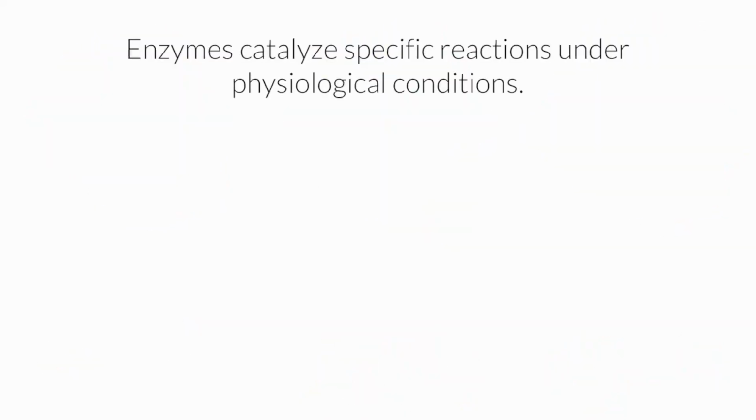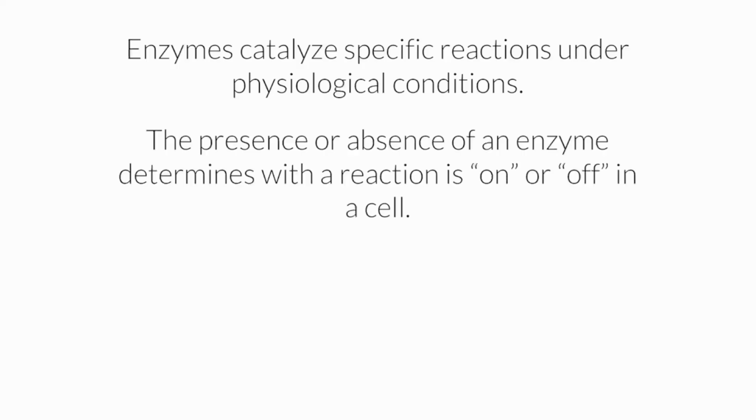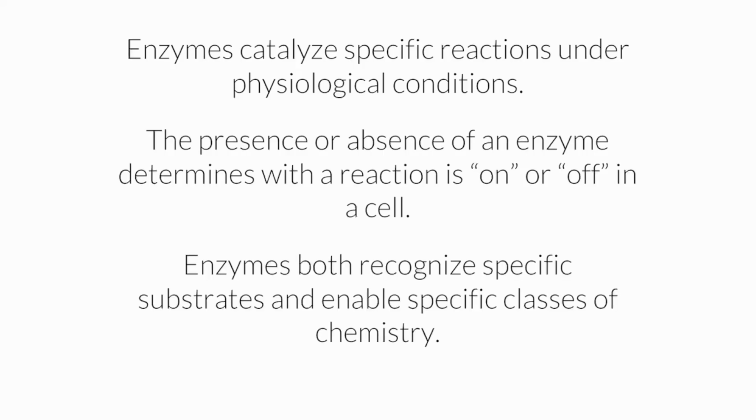Okay, so what have we said in this video? We said that enzymes catalyze specific reactions under physiological conditions. The presence or absence of an enzyme can really determine whether a reaction is on or off in a cell. So reactions are sped up so much by enzymes that if an enzyme's around, it's on. If an enzyme's not around, it's off. And then we talked about how enzymes recognize specific substrates and enable specific classes of chemistry, allowing them to overcome this problem. If you just put a bunch of small molecules into an aqueous solution, how in the world do you get specific outcomes?